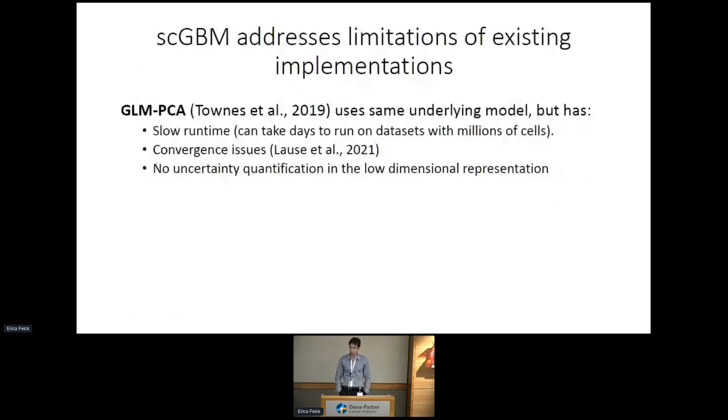Those of you who are familiar with GLM-PCA, it turns out that this is actually the same underlying model as GLM-PCA, but SCGBM was set out to address some key limitations of the software. Firstly, it doesn't scale well to very large data sets. It can take days and days to run on data sets with millions of cells. Several papers have noted that there are some convergence issues. And then also, it doesn't do uncertainty quantification in the low dimensional embedding. And I'll talk a little bit about that towards the end.